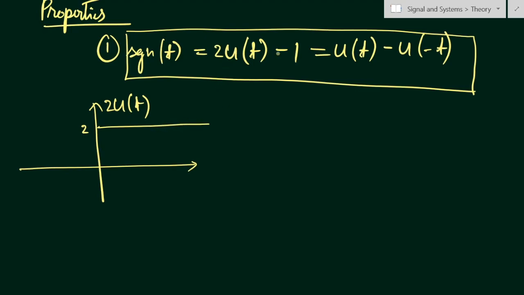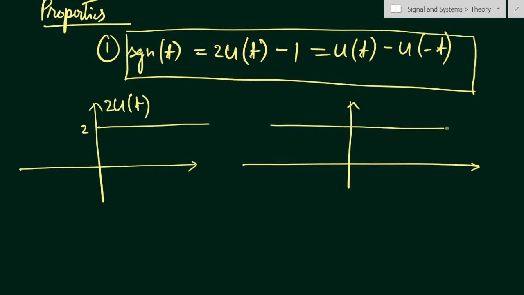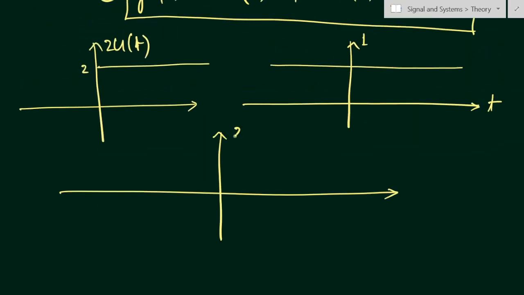Now if we want to subtract 1, what is the representation of this 1? This 1 is nothing but a DC signal with a constant value of 1. So this signal is 1. For any value of t, it has 1 value. So this 1 can be represented with this graph. Now if we subtract this 1 from this twice u of t, we'll have this function. So here we'll have twice u of t minus 1.